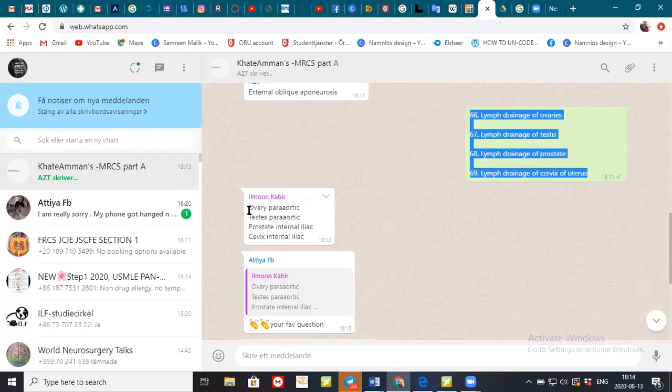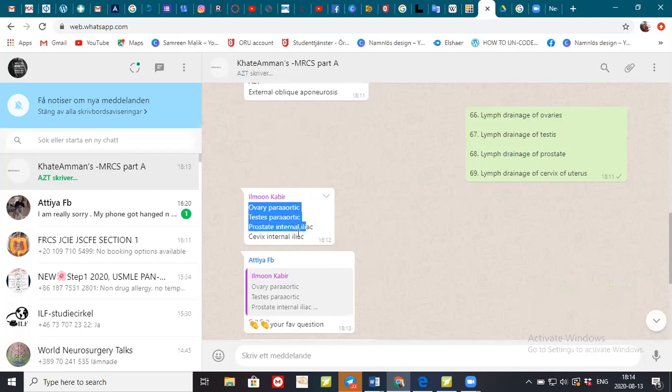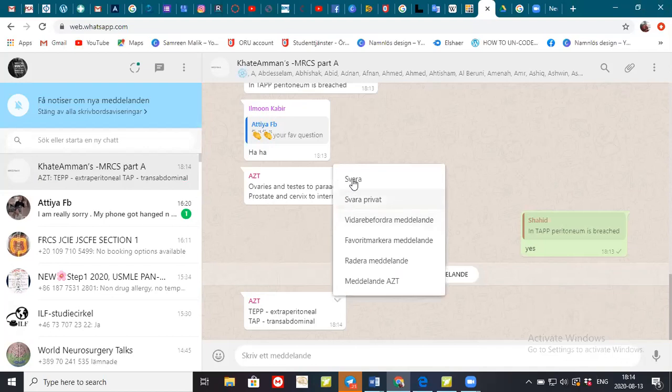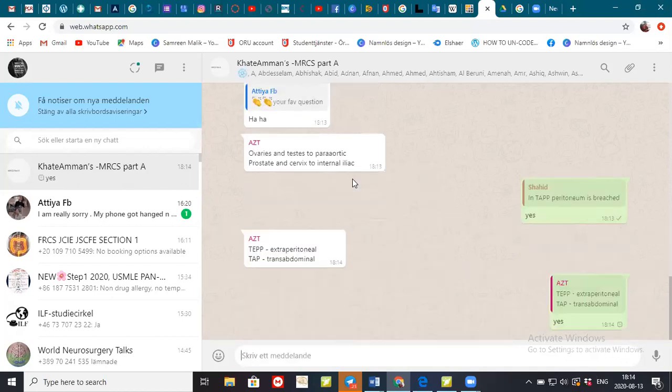Dr. Ilmun told para-aortic and then internal iliac. What about the anal canal? Now tell me, above and below the dentate line. Above it is internal iliac, and below it superficial inguinal lymph nodes. Okay, good. Right, moving on.